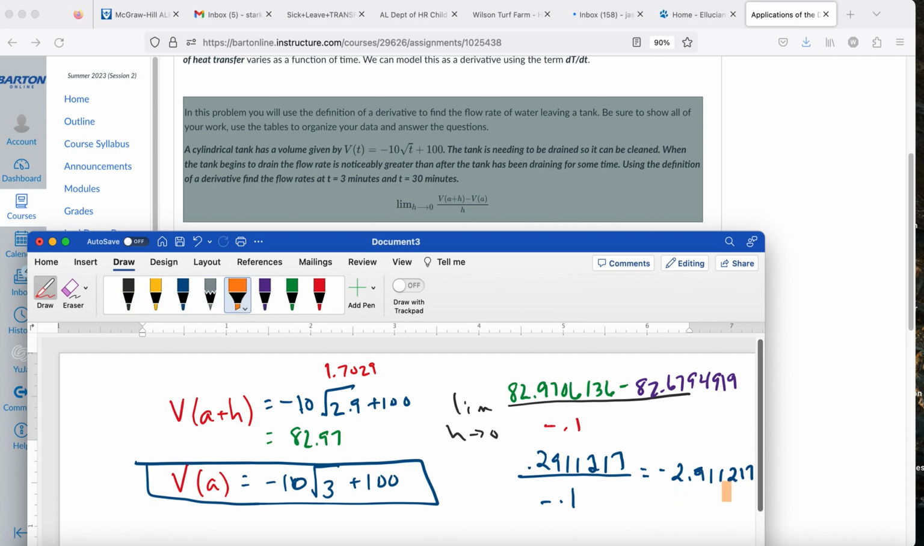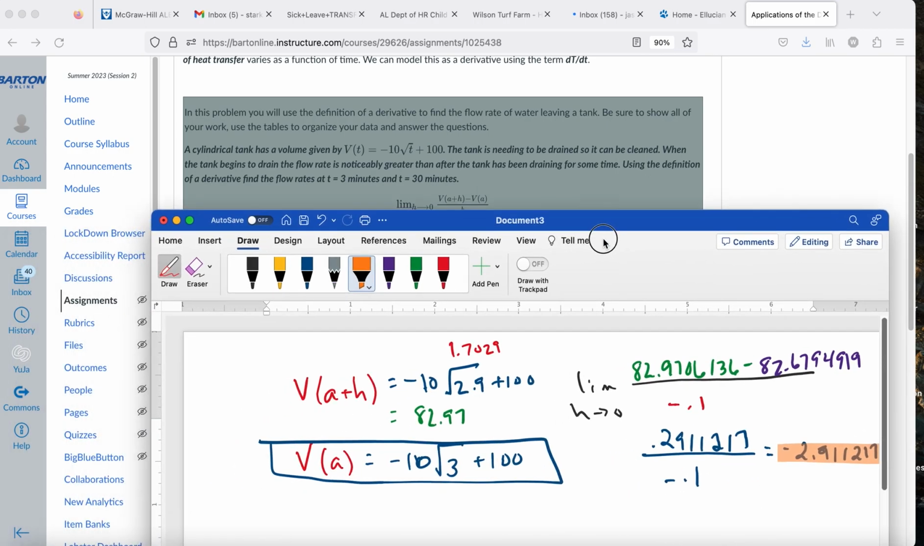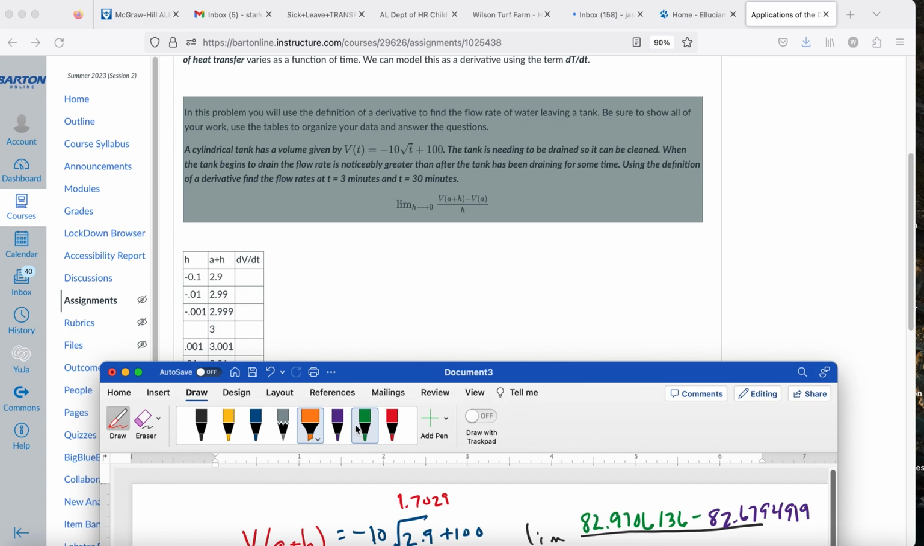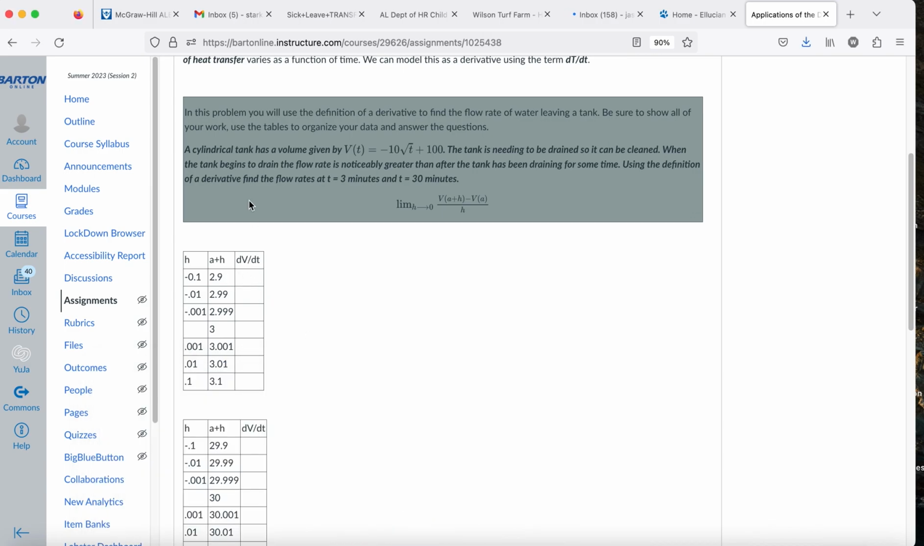Here's how you'll know that you're on the right track. The very last number that you get should be pretty close each time you do this. So I would go in and type this into the table for dV/dt. That would be that negative 2.91 number.